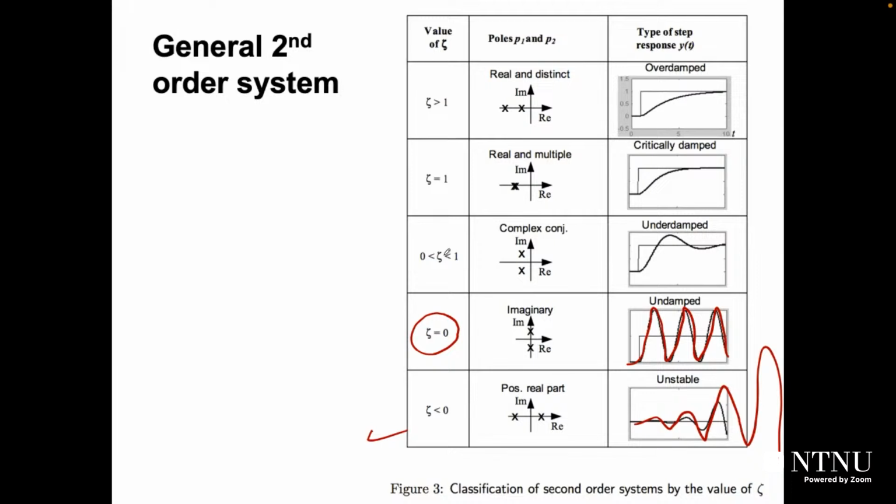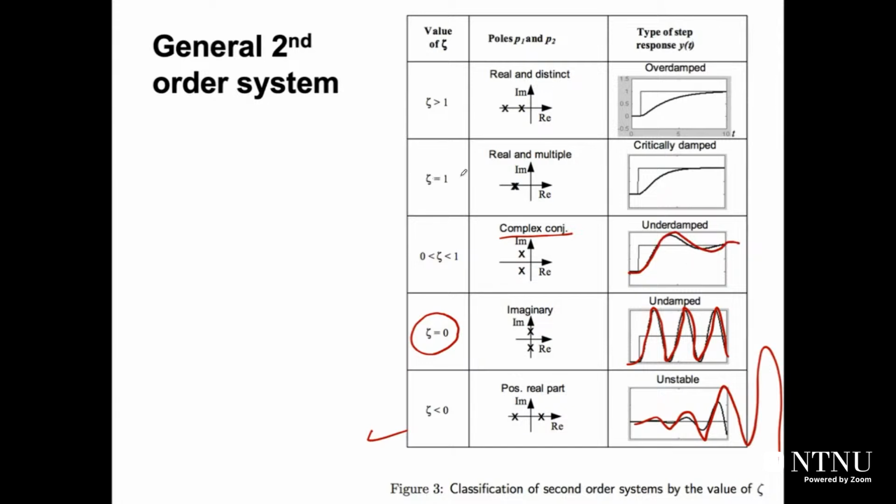When this value is greater than 0 and less than 1, it's underdamped. In this case, my poles will be complex conjugate. It will be like this one, complex conjugate poles. So when zeta equals 0, it will be imaginary poles. When it is greater than 0 and less than 1, it will be complex conjugate, and your response will be underdamped. So this is a general form where we will continue working with that one.